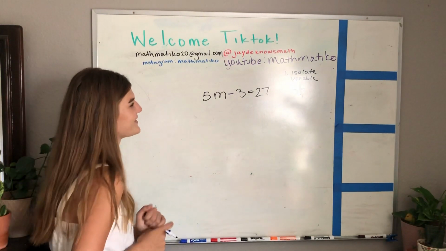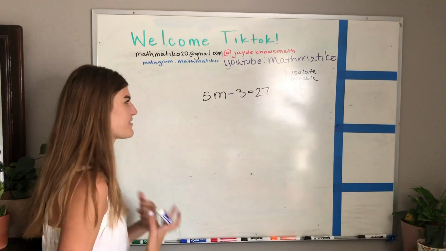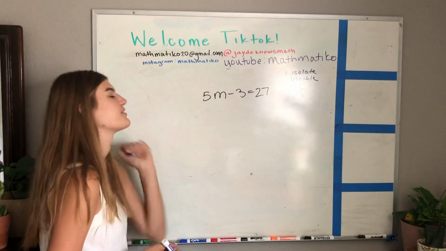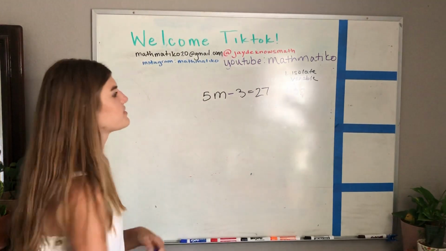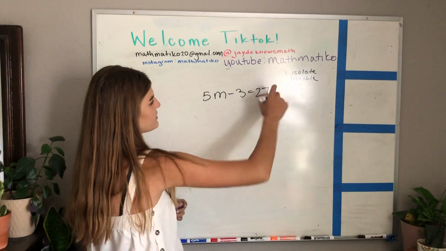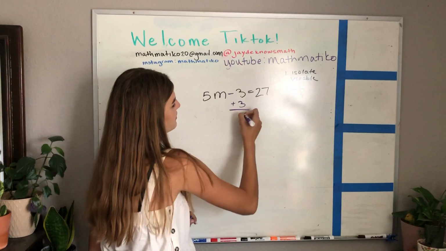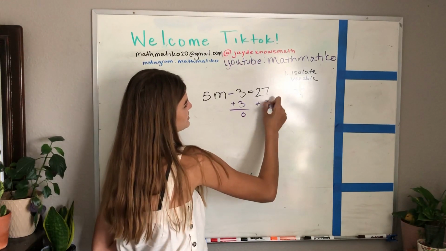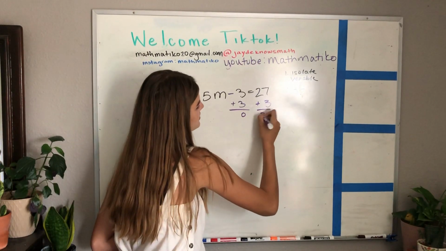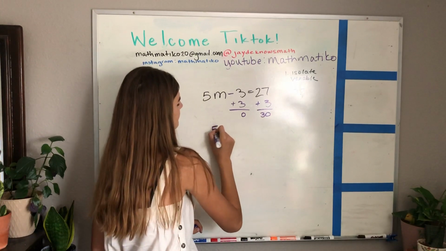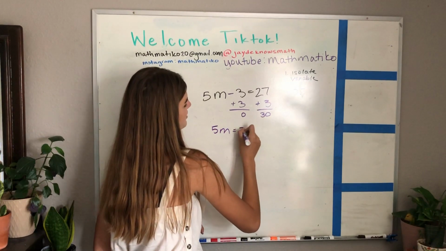This is the right equation. Okay, so what's happening here? Subtraction is happening. The opposite of subtraction, let's look at our cheat sheet, is addition. So we're going to add 3. Negative 3 plus positive 3 equals 0. 27 plus 3 equals 30. We have 5m equals 30.